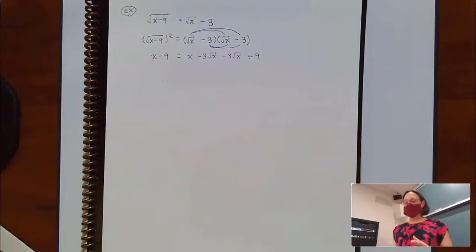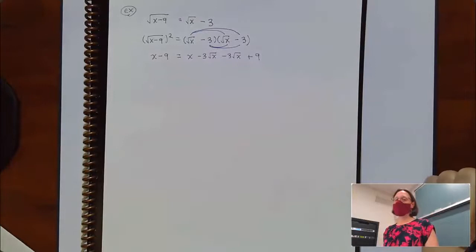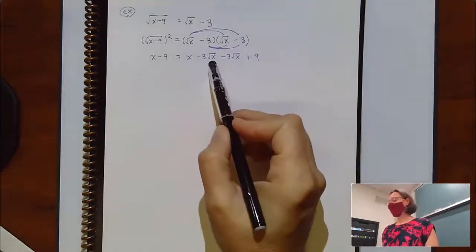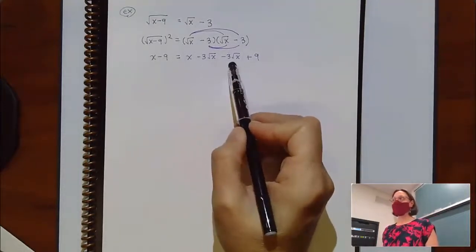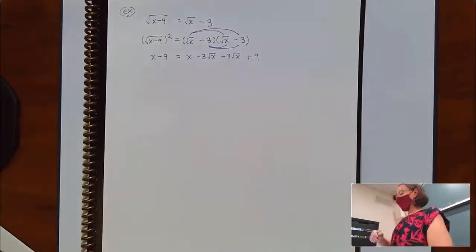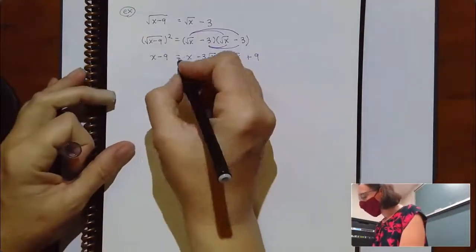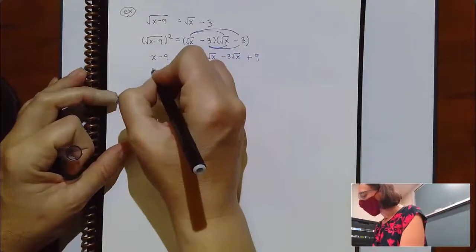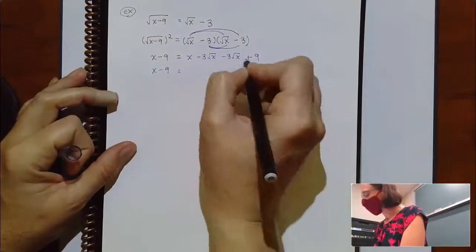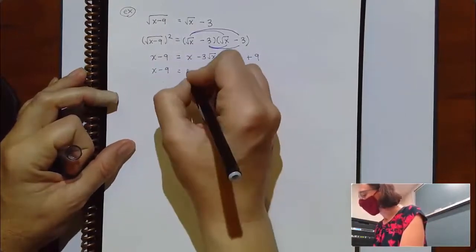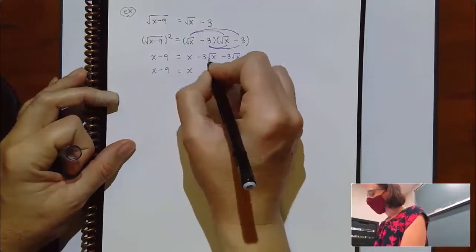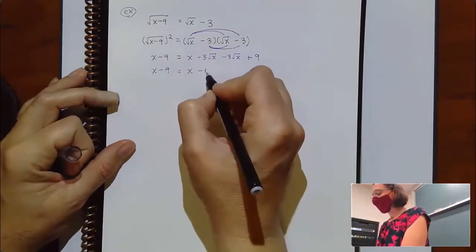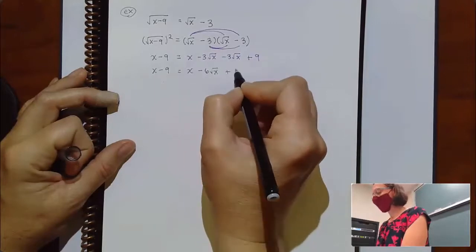Well, it did get messy, but we went from something that had two pieces with square roots to something that secretly only has one piece with a square root if I combine these like terms. I'm going to do this in two steps. So over here, I've got the x plus 9 and then a total of negative 6 square roots of x.